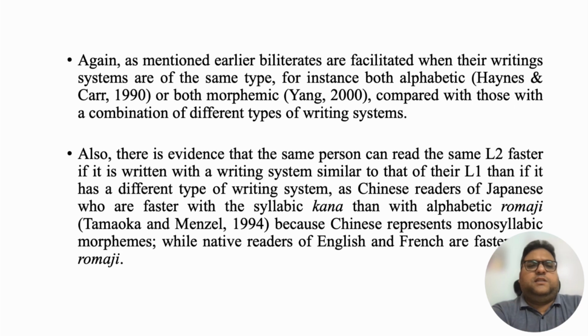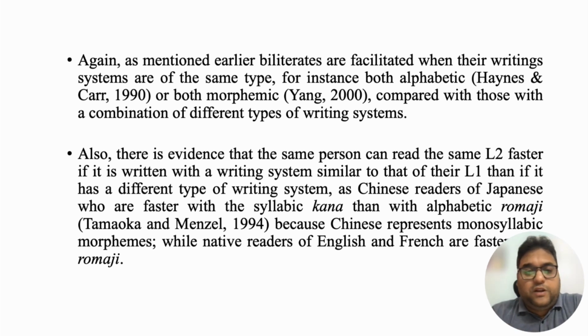Now again, as I said, biliterates are facilitated when the writing systems are of the same type, and it becomes slightly difficult if the writing systems are different. There is evidence that the same person can read their L2 faster if it is written with a writing system similar to that of L1, compared to if it is written in a writing system very different from their L1.